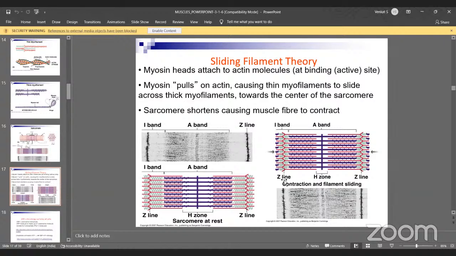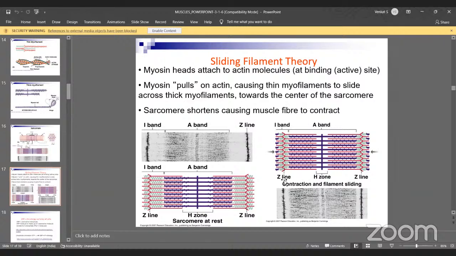Then myosin pulls on actin, causing the thin myofilaments to slide across the thick myofilaments towards the center of the sarcomere. The sarcomere shortens, causing the muscle fiber to contract. So this is the sliding filament: I band, A band, Z line. This is the basis of the sliding filament theory.